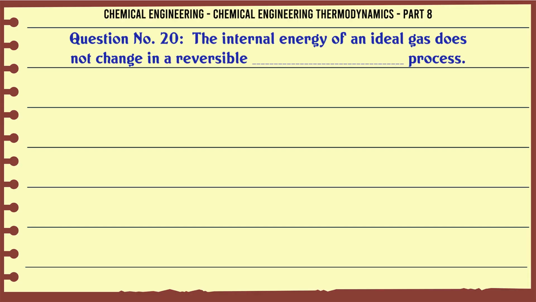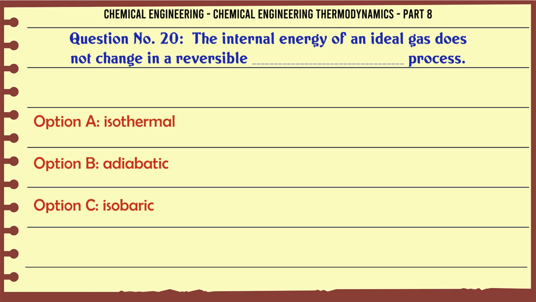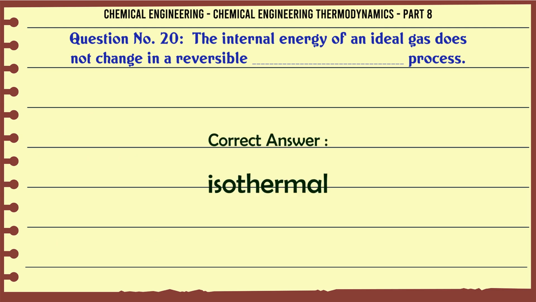The internal energy of an ideal gas does not change in a reversible process: A. Isothermal. B. Adiabatic. C. Isobaric. D. Isometric. The correct answer is isothermal.